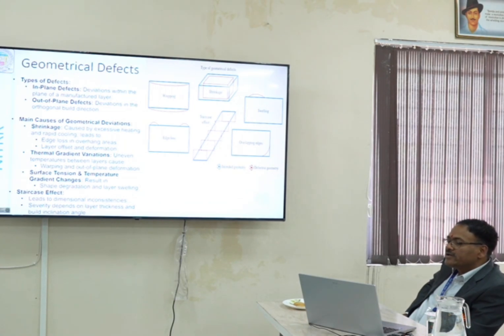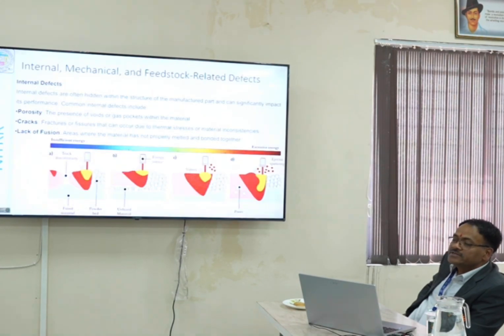Addressing these defects requires careful control over the process parameters, like laser power, layer thickness, and cooling rate. By using the optimal parameters, you can reduce them. Though they cannot be eradicated completely, you can reduce them. The next type of defect is your internal defects, internal mechanical or feedstock related defects: porosity, cracks.